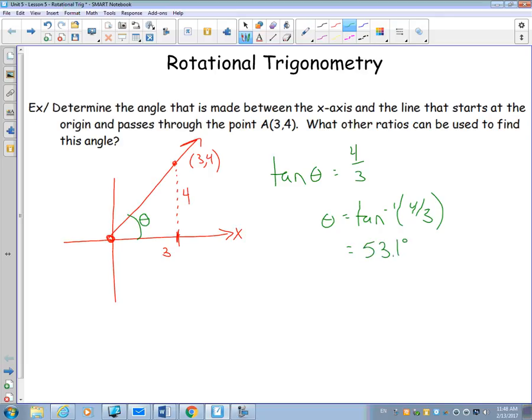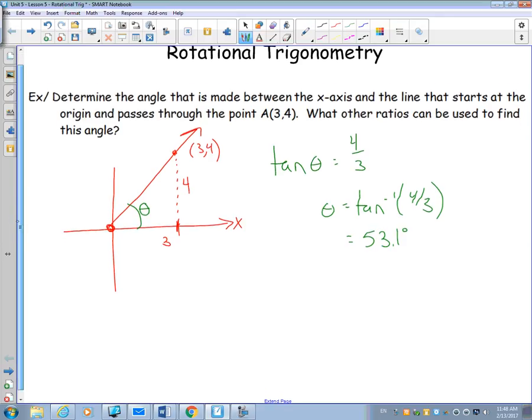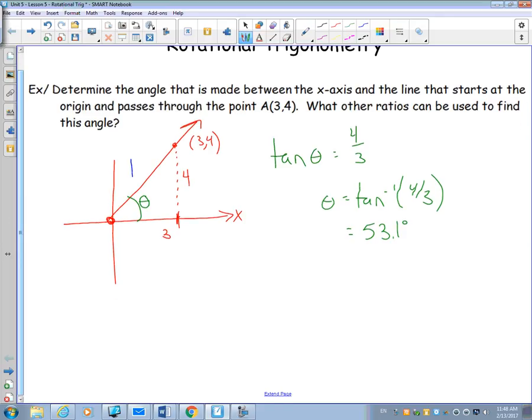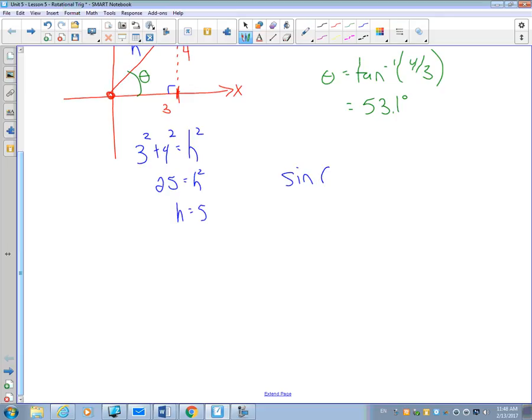It also asks what other ratios can be used to find this angle. Well, how else could I have found that? I can use the other ratios, sine and cos, if I were to know the hypotenuse. Can I find the hypotenuse? Sure I can. A squared plus b squared equals c squared, because this is a right triangle. So if we do that, we get 25 for h squared, or in other words, h is 5. So now I could have used the sine of my angle, my opposite over my hypotenuse, and used inverse sine. And if I do that, I hopefully get 53.1, because that's what we know the answer is.